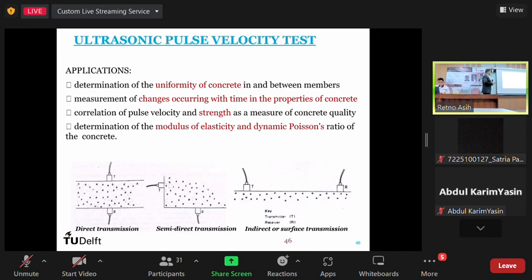In pulse velocity tests, for example, you put those sender and receiver in different locations in the structure, and from that you can understand, for example, whether concrete has uniform properties, whether there is a problem with the strength or not, whether the Young's modulus of elasticity and other parameters are constant or have changed. Yeah.